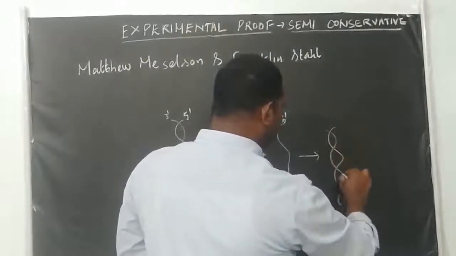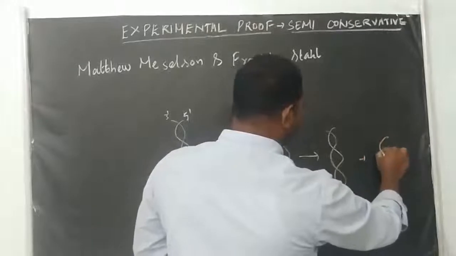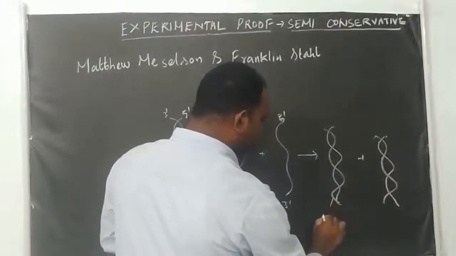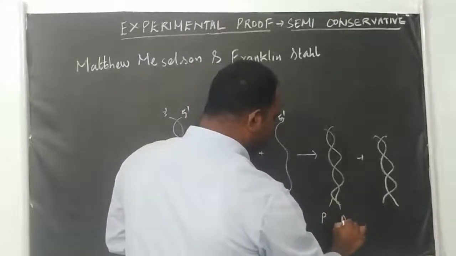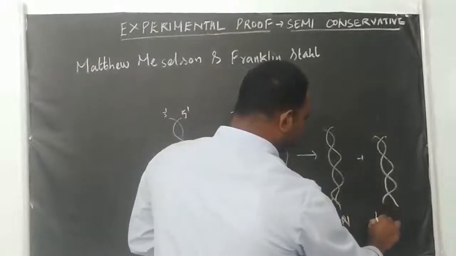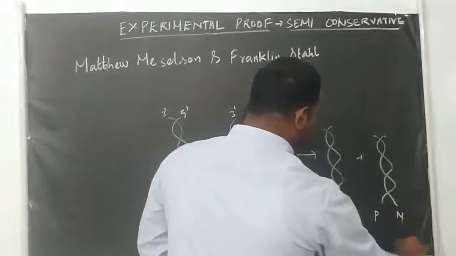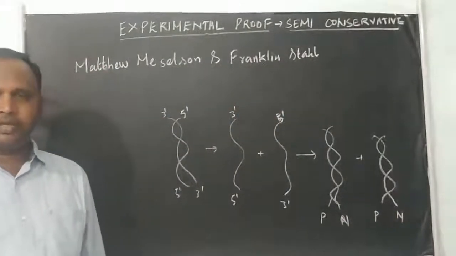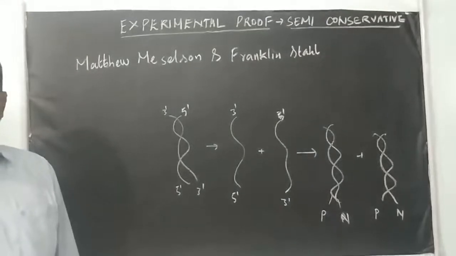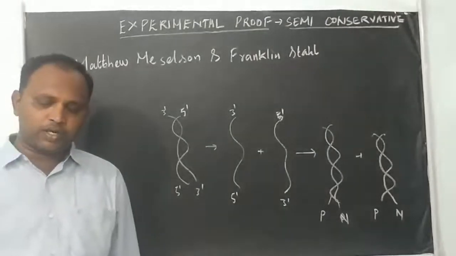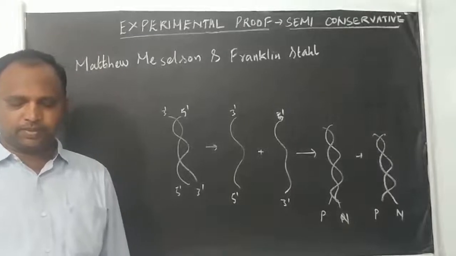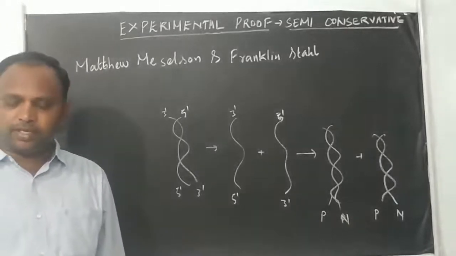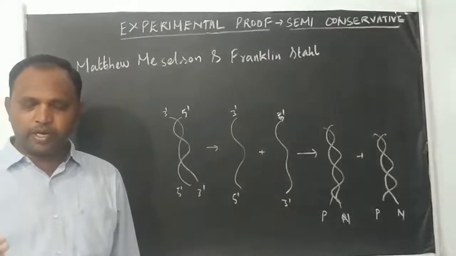Like, there are two daughter DNA molecules. In that, one strand is parental and the other is newly synthesized. In this one also, one is parental and the other is newly synthesized. So that is the suggestion given by the semi-conservative mode of replication proposed by James Watson and Francis Crick. That scheme is what we call semi-conservative DNA replication.